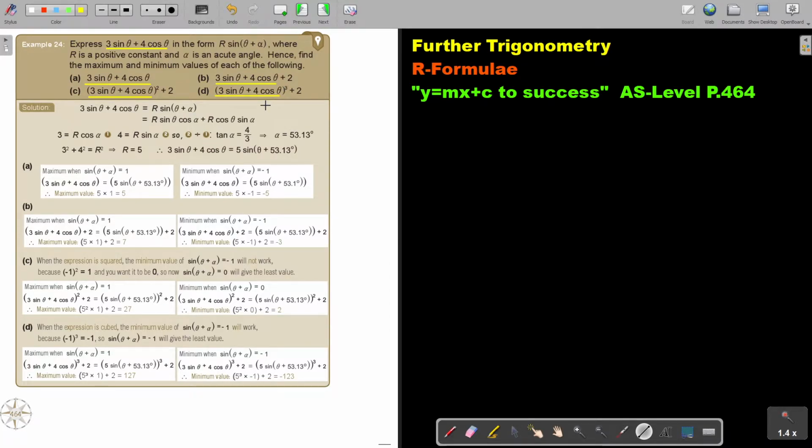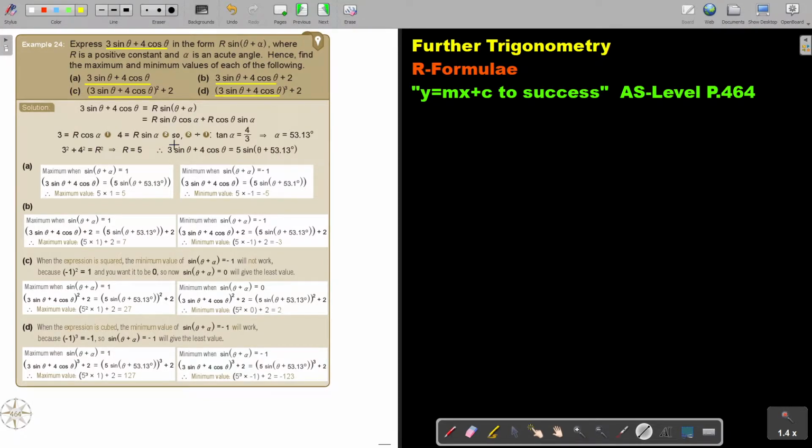So what do we first do? We're first going to do what we did in the previous video. We're going to find the value of r and this acute angle. First we write it out. Then we form our two equations, and we divide equation 2 by equation 1, and then we get the acute angle. Then we find the value of r by squaring the two equations and adding them, and r is 5.